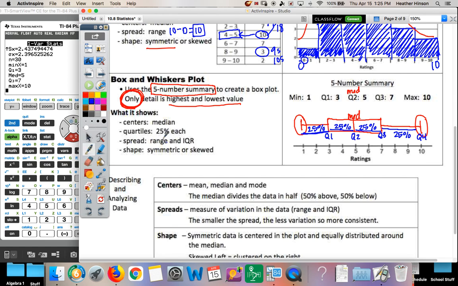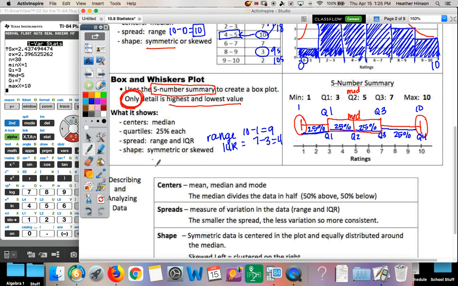You can find your range. Your range is just your max minus your min. So your range, 10 minus 1, which is still 9. Your interquartile range is the range of the box. So we do our Q3 minus our Q1. So we have 7 minus 3, which is 4, which is what we got on the front of this worksheet.